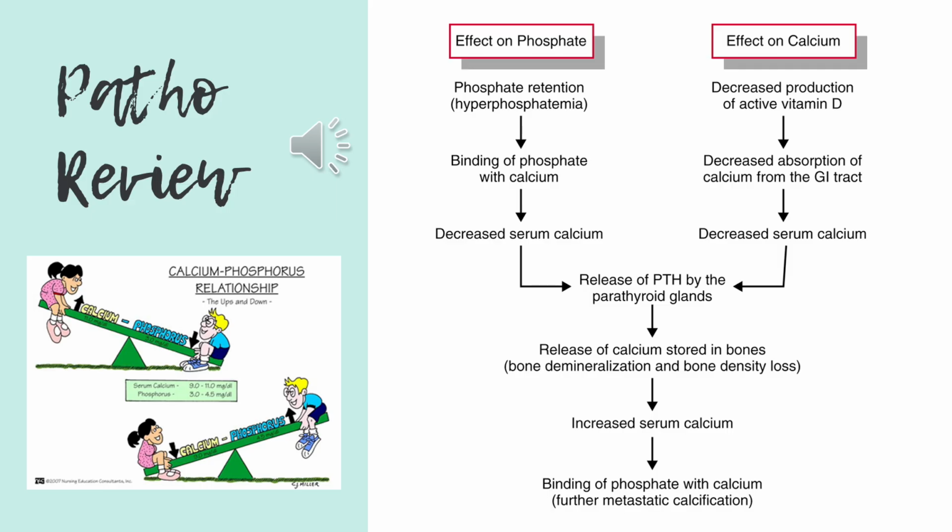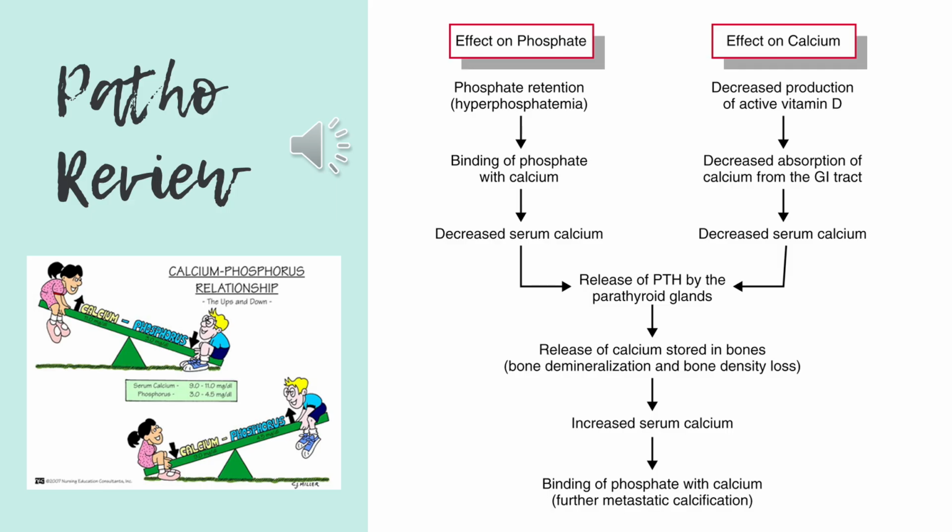Now let's talk about the effect on calcium. At the same time, the kidney's ability to produce active vitamin D is also diminished. Without sufficient active vitamin D, calcium absorption in the GI tract is going to decrease, which further lowers calcium levels. In response to this low calcium level in the blood, the parathyroid glands are going to release more parathyroid hormone, and this triggers the release of calcium that is stored in the bones. This is a process known as bone resorption.